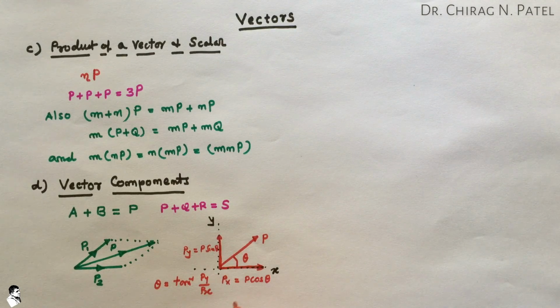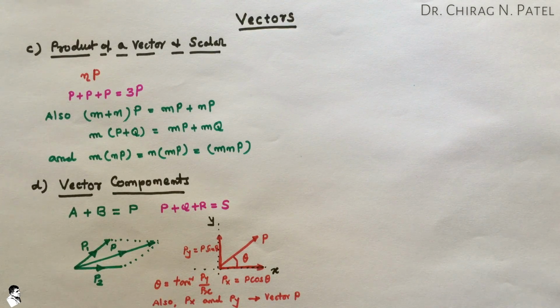Also, Px and Py are the components of vector P. So this is a vector component that we generally use in its orthogonal or non-orthogonal way.